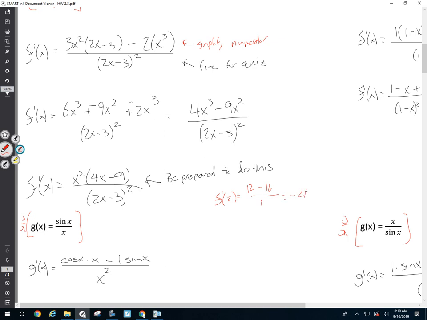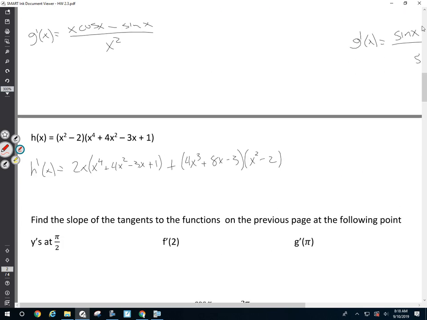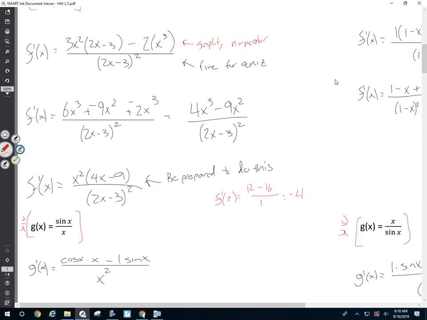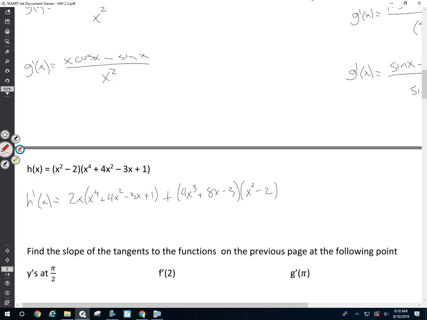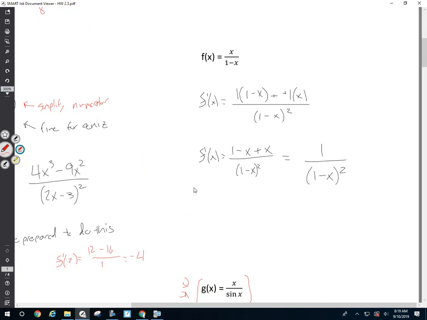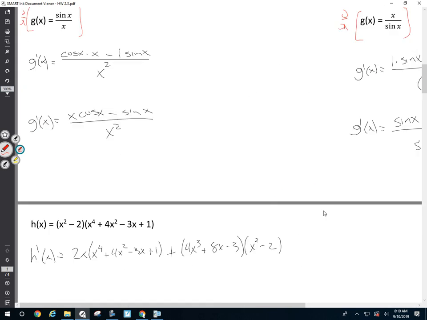Let's see if I'd get negative 4 if I plugged it in here. So I get 4 times 8 minus 9, negative 4 over 1. Yep. So either way, you get that correct answer, whether it's simplified or not simplified. So cool. G prime of pi. Oh, I guess I have to do both of my f's at 2. So f prime of 2 here. This is easy. 1 over 1 minus 2 squared. That's just 1 as well. Negative 1 squared.